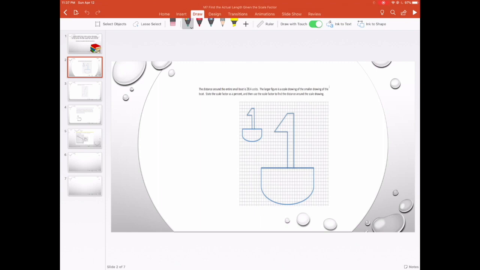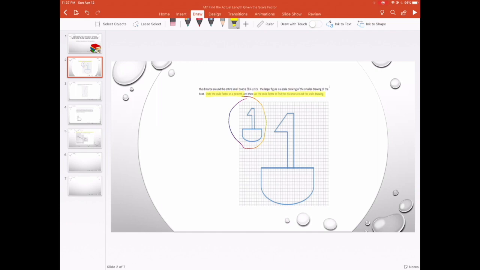It says the distance around the entire small boat is 28 and 4/10 units. The larger figure is a scale drawing of the smaller drawing of the boat. State the scale factor as a percent and then use the scale factor. So I'm going to highlight what we have to do. State the scale factor as a percent, then use the scale factor to find the distance around the scale drawing.